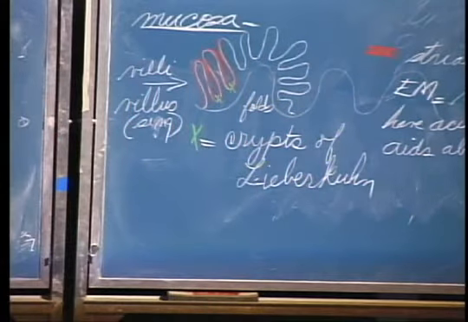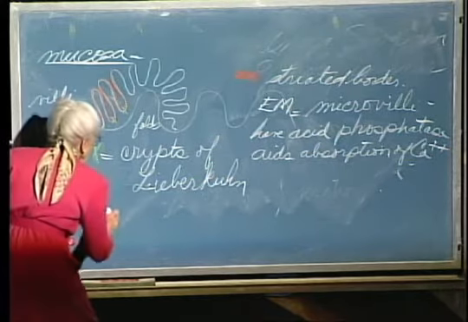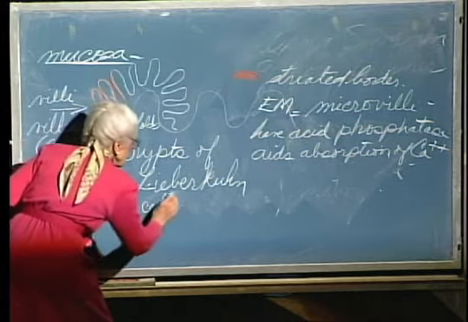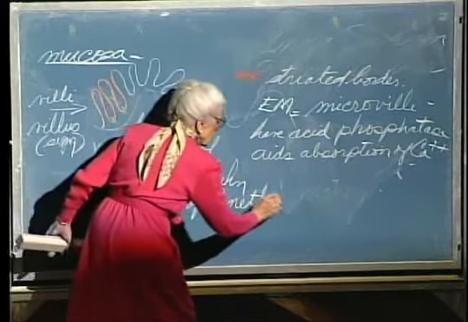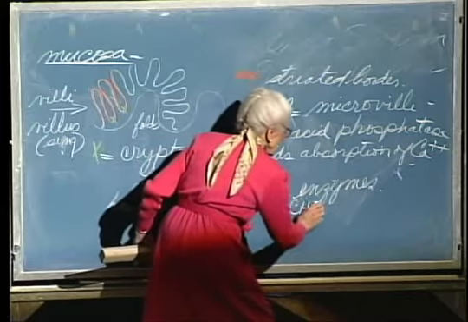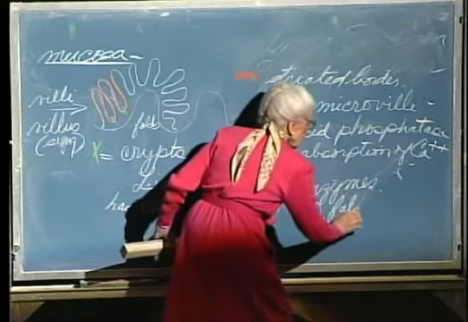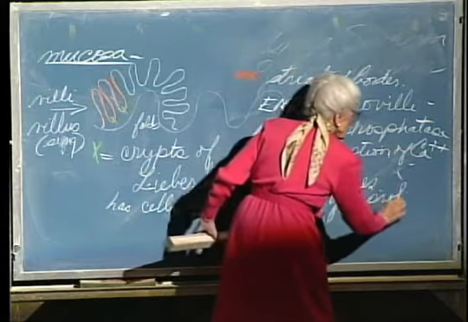And why is it important to know these? There are cells called the cells of Paneth in the crypts of Lieberkühn. And the cells of Paneth then have enzymes for the digestion of carbohydrate, fat, and protein digestion.